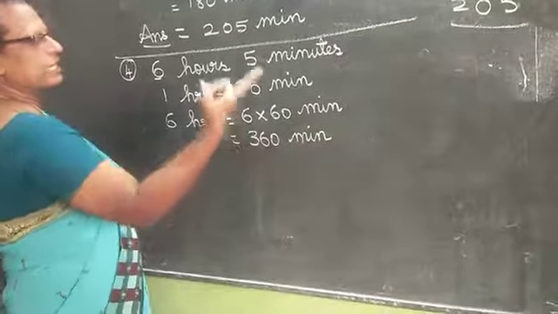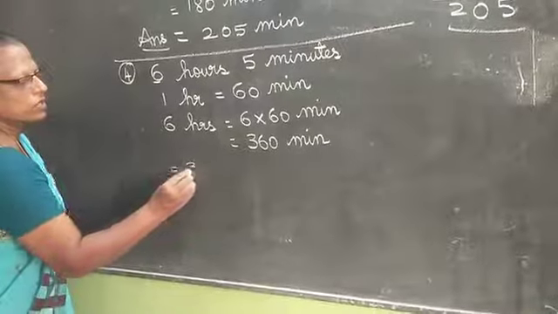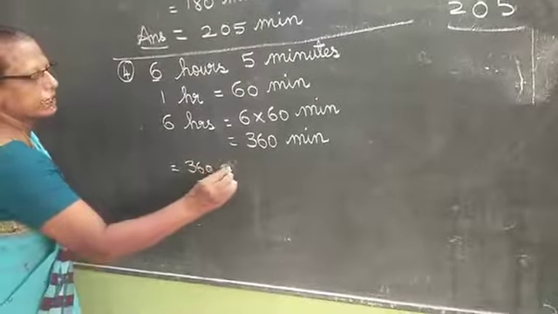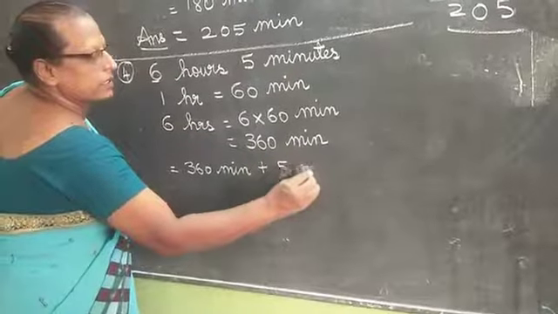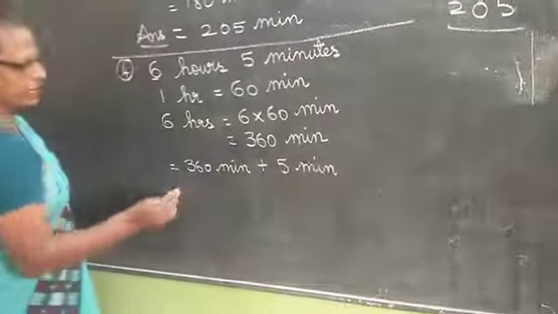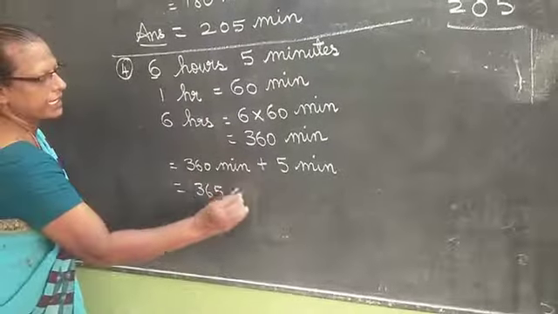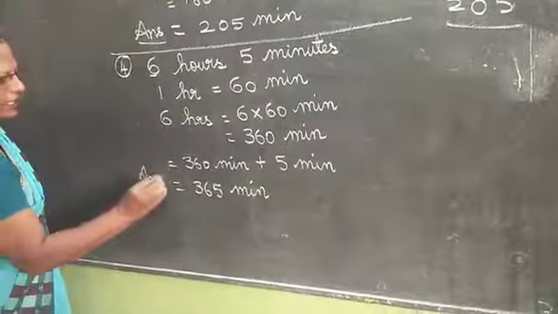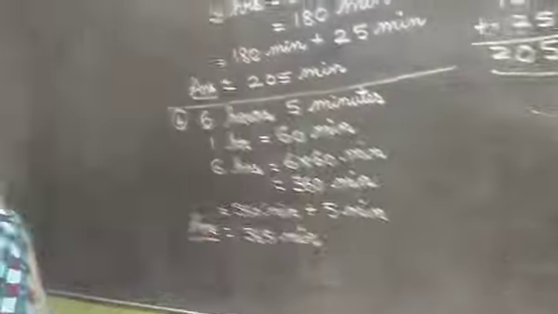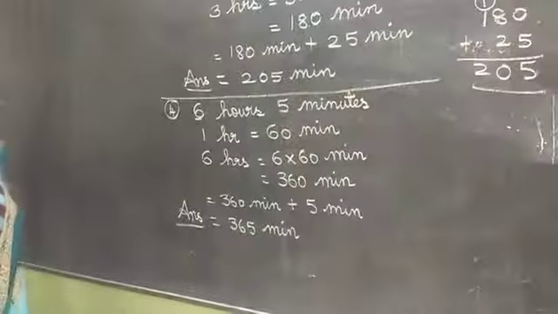With this 360, what you have to do? You have to add this 5 minutes. So 360 minutes plus 5 minutes. So what's the answer, children? Very easy. 365 minutes. Understood, children?